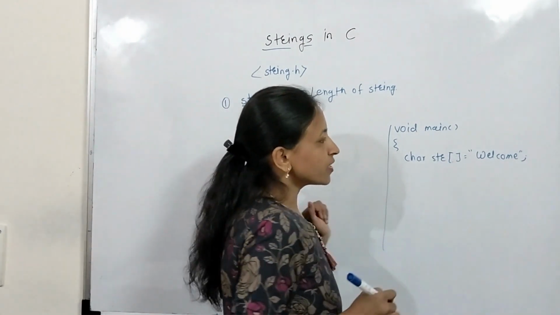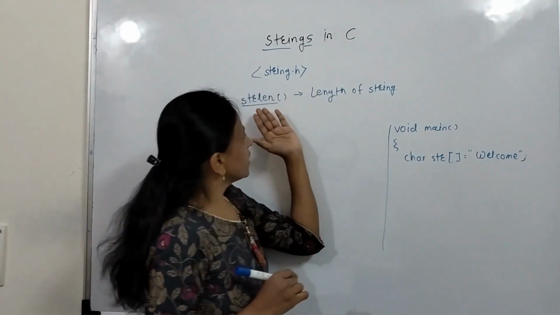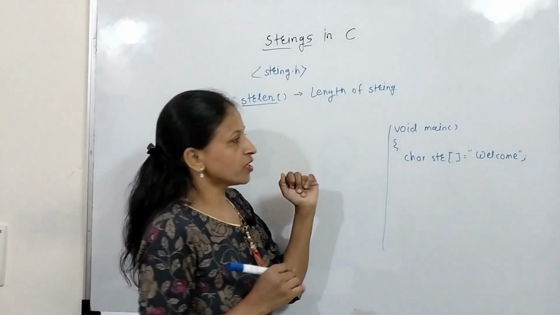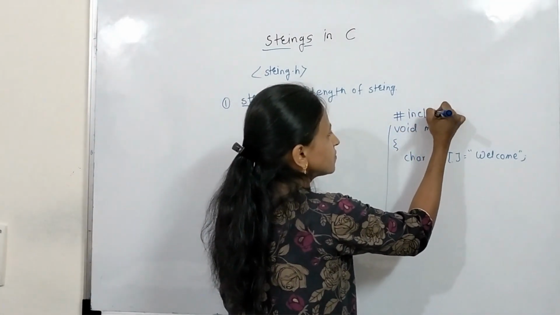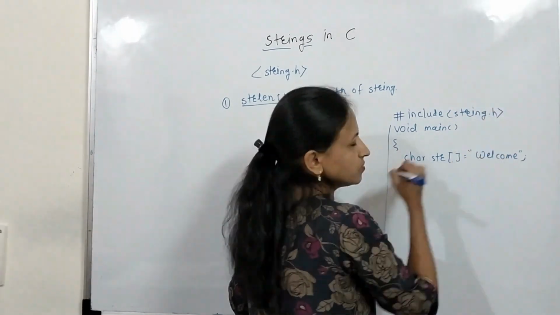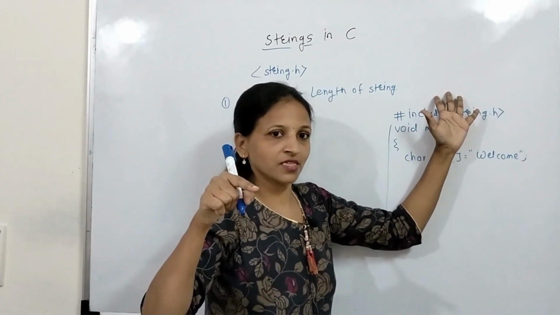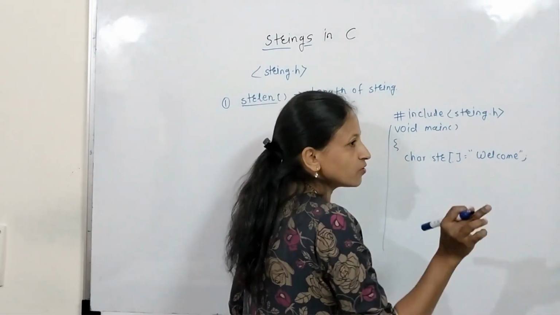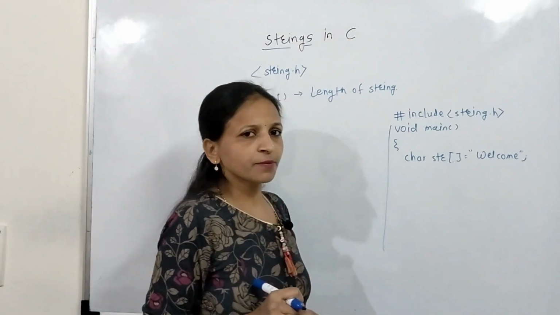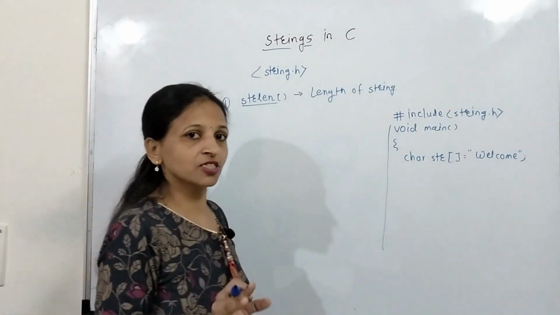Now here I want to calculate how many characters are there in that string, then we can use this strlen function. For that we first have to include string.h. Again we have to include stdio.h, that is again compulsory. Now here I want to calculate the length of that string. Length of string means the number of characters, and the number of characters is always an integer value.